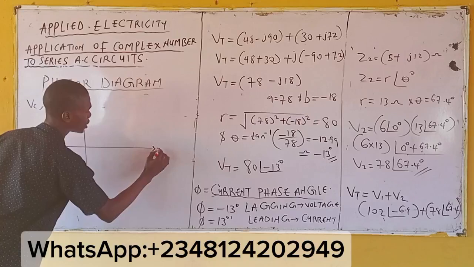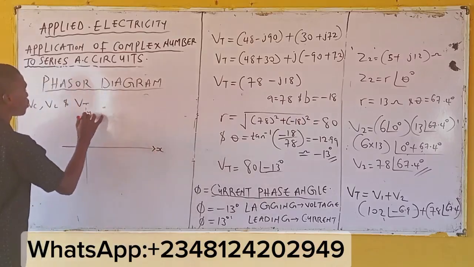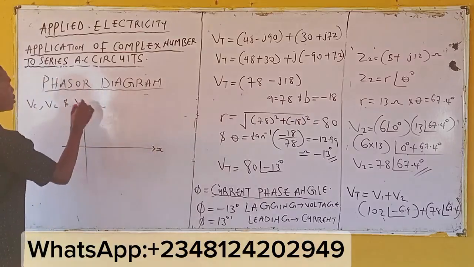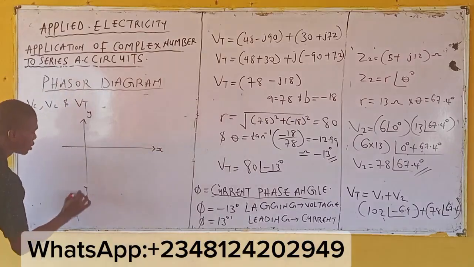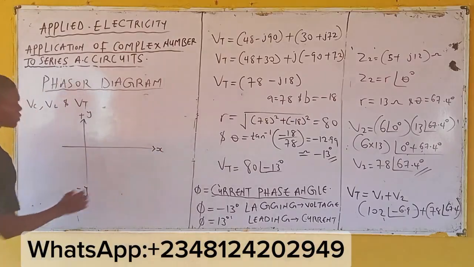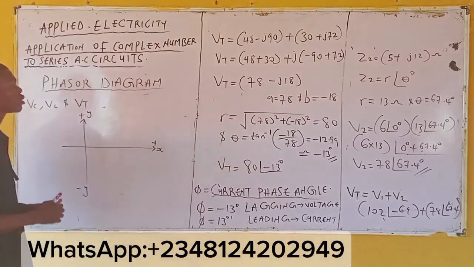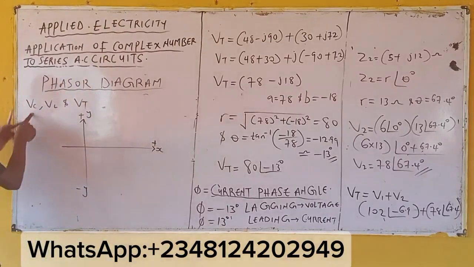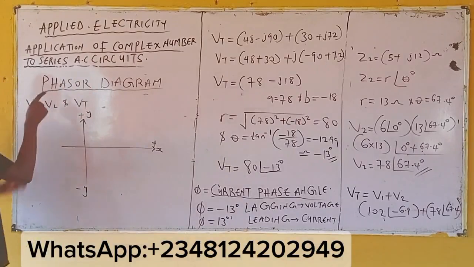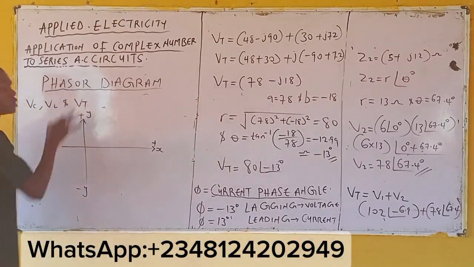This is X, this is Y. This is your Y, this is your positive Y, this is your negative Y, this is your positive X. So this is what we'll be using. We want to plot the voltage of capacitor, the voltage of inductor, and the total voltage.